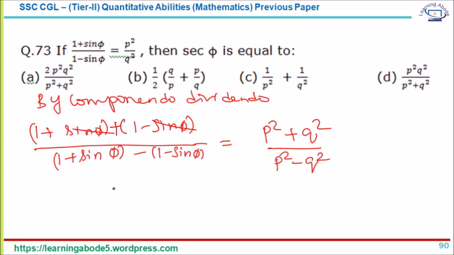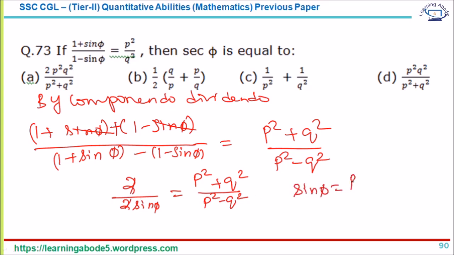You will get 2 by 2 sin theta is equal to p square plus q square by p square minus q square. Now this 2 and 2 also will get cancelled, which means sin theta is equal to p square minus q square by p square plus q square. Now what is sin theta? It is the perpendicular side by the hypotenuse, right?